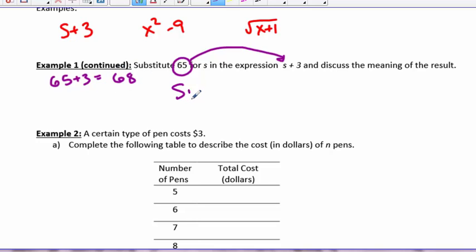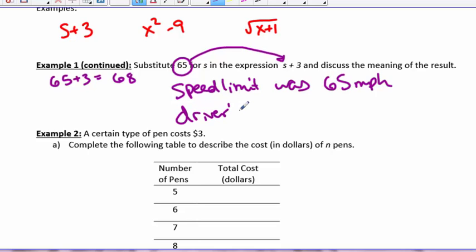So we know a couple things from here. We know that the speed limit was 65. And we also know that the current speed, or the driver's speed, is 68 miles per hour. All right.